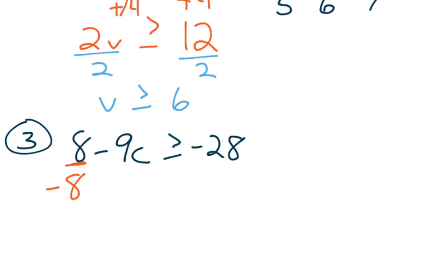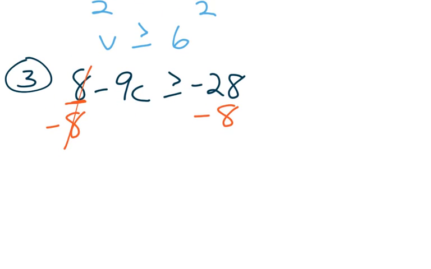We need to make that 0. We need it to go away. So we need to subtract 8, and if we're going to subtract 8 on the left, we need to subtract 8 on the right. Okay, so the 8's will go away, but this negative sign right here does not. We're not getting rid of that negative 9, so it's going to be negative 9c is greater than or equal to negative 28 minus 8 is negative 36. We're going farther negative.